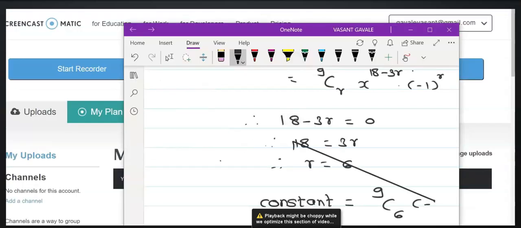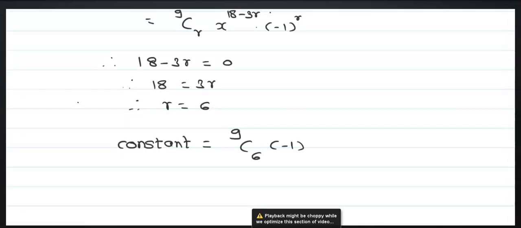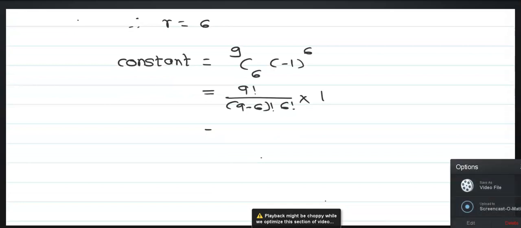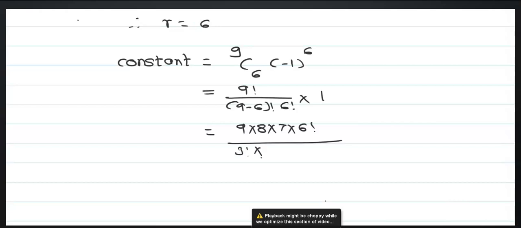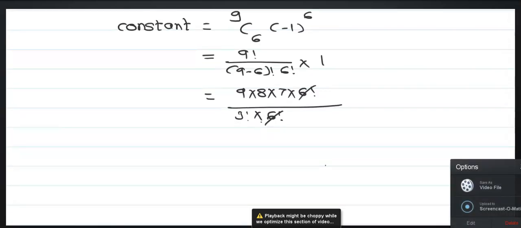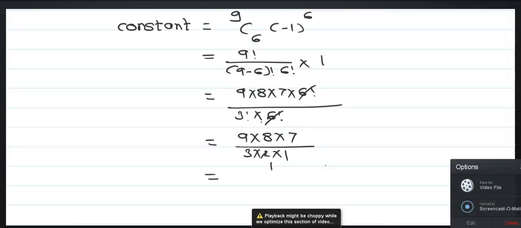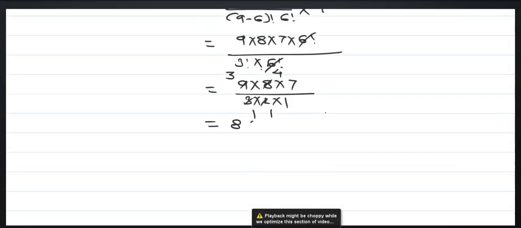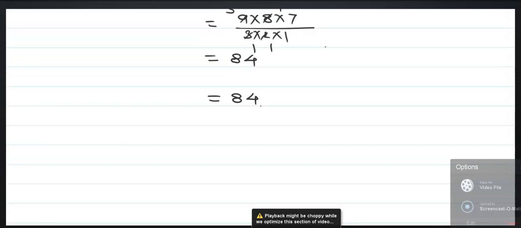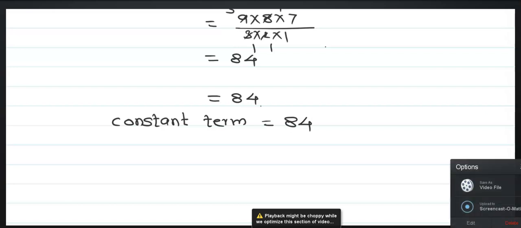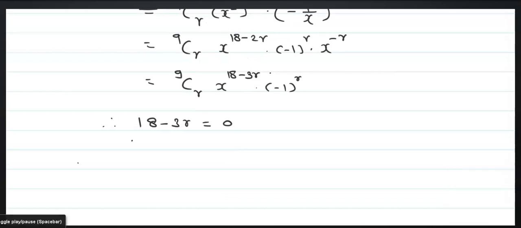Therefore the constant term is 9c6 minus 1 raised to 6. Therefore you can get 9 factorial upon 9 minus 6 factorial into 6 factorial. This will get cancelled. That is equal to 84. Therefore, the constant term is 84. You can perform the calculation: 9 into 8 into 7. Now, again, if you want to see this, you can see.